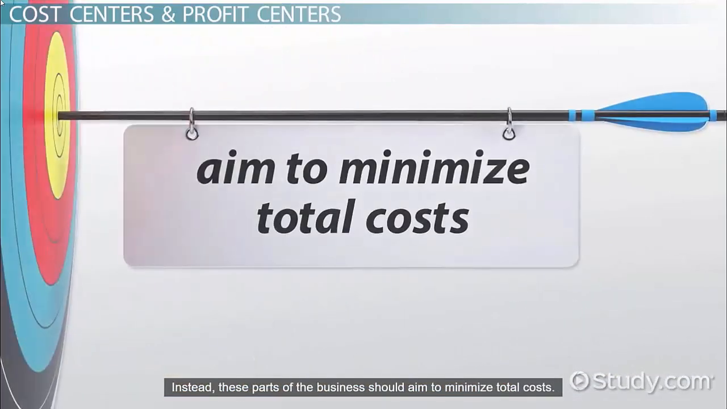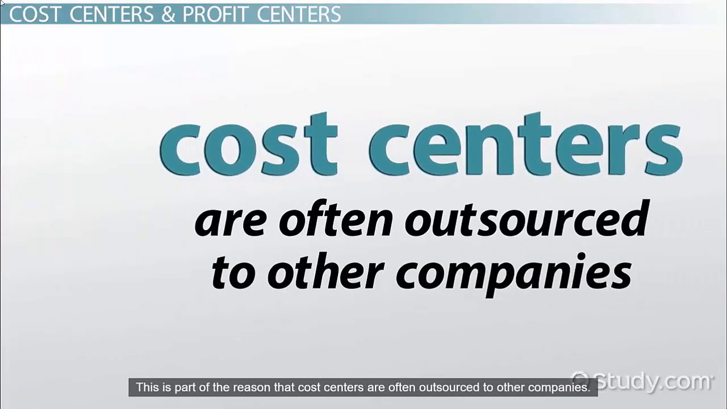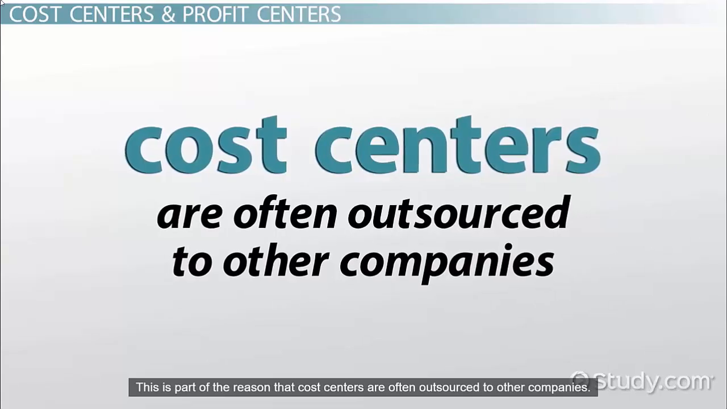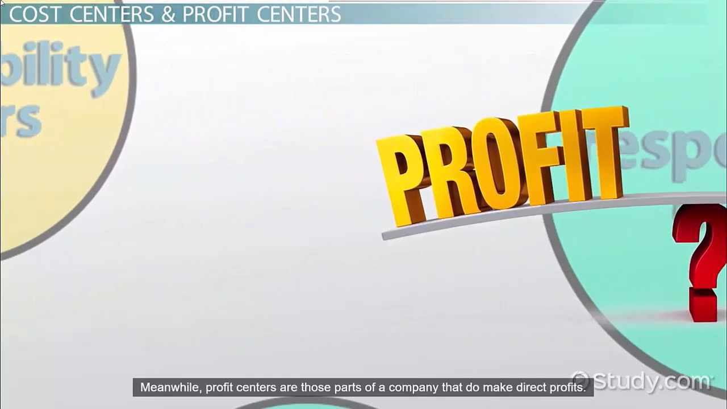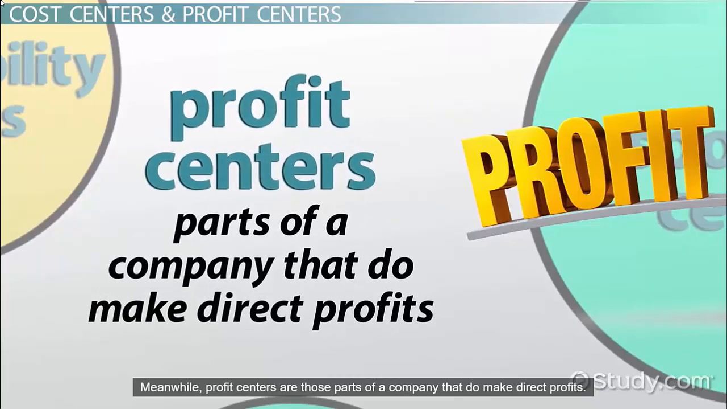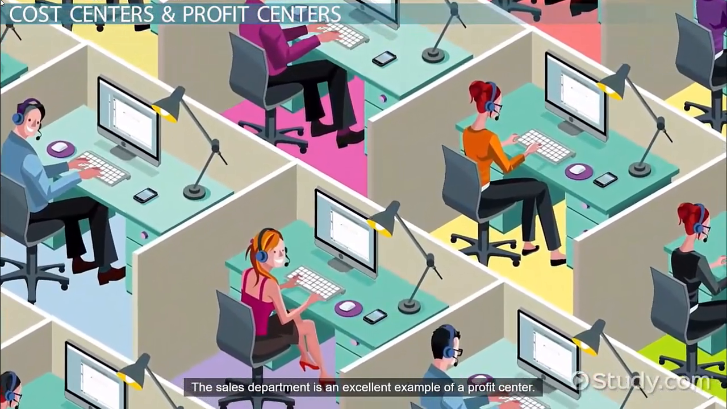Instead, these parts of the business should aim to minimize total costs. This is part of the reason that cost centers are often outsourced to other companies. However, they can't be neglected because they do have an indirect effect on the profits of a firm. Meanwhile, profit centers are those parts of a company that do make direct profits. The sales department is an excellent example of a profit center.